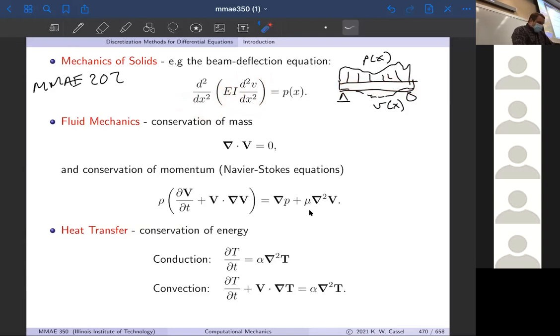Fluid mechanics, so this is 313. So you take 313 and the equations that govern all the stuff that you're doing, there's simplified versions of them, but the equations are called the Navier-Stokes equations.